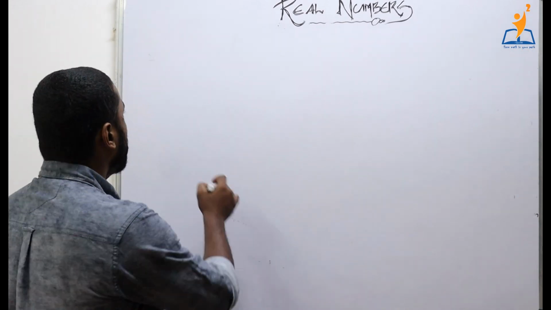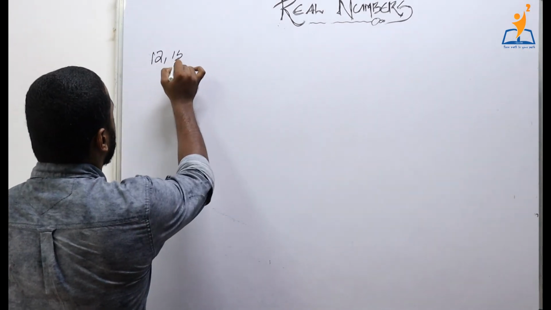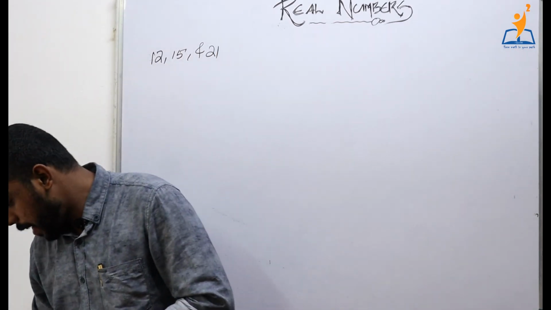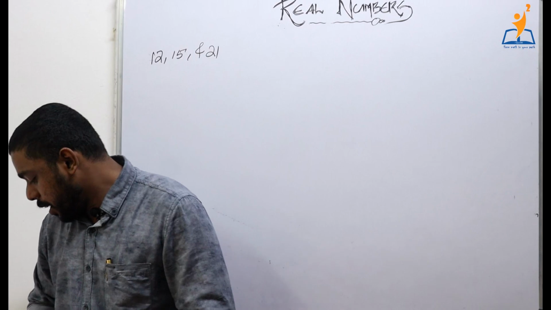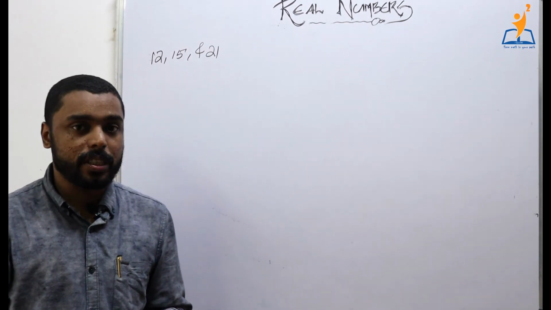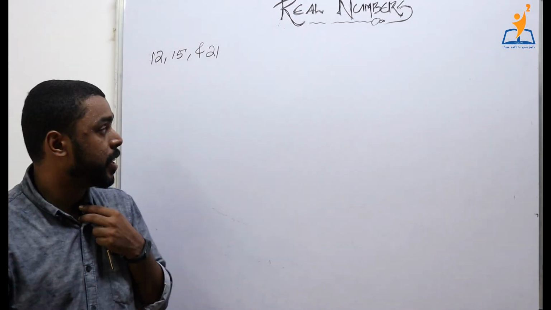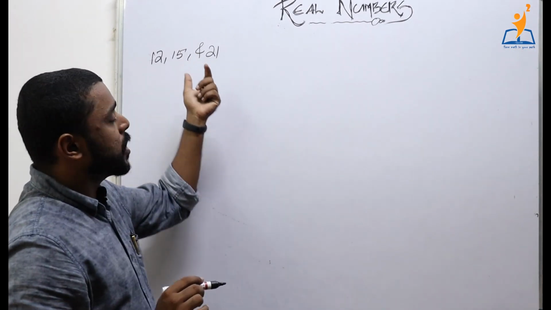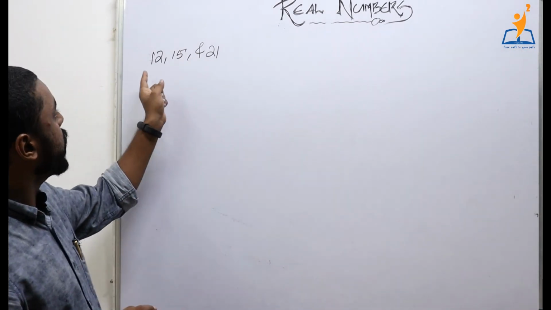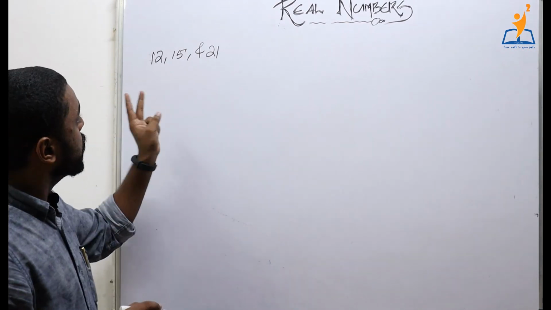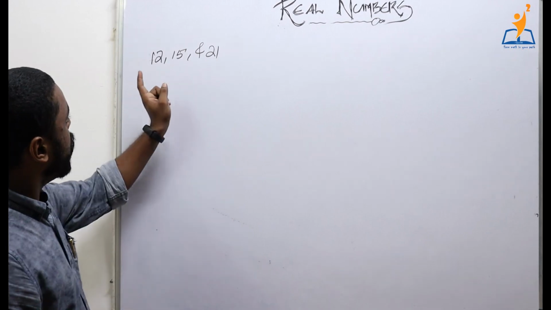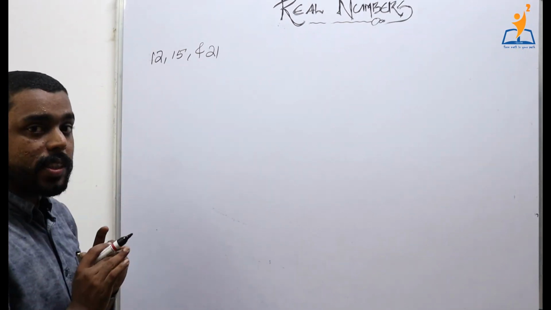So we have 12, 15 and 21. We want to find the LCM as well as the HCF of 12, 15 and 21, right? Now, this is a more special question because here we are asked to find the LCM as well as HCF of 3 numbers. So far we have done 2 numbers. Now, the process is always the same.